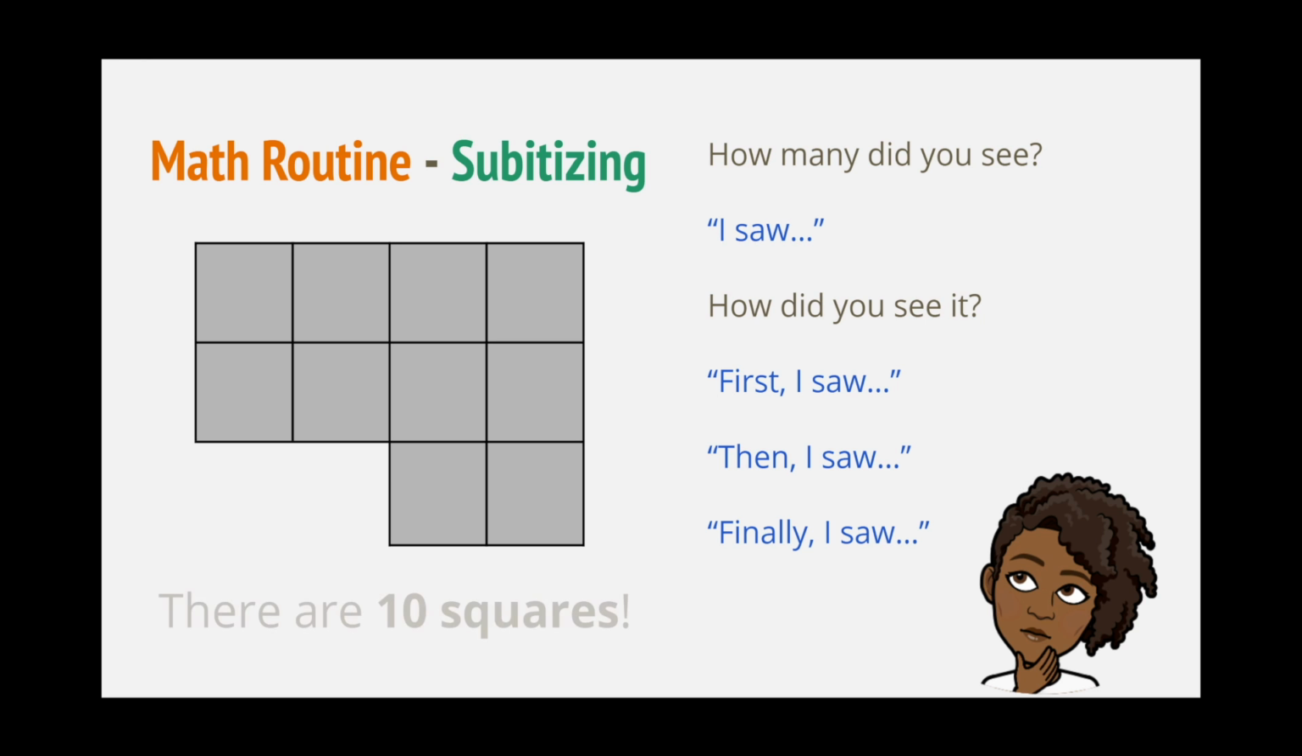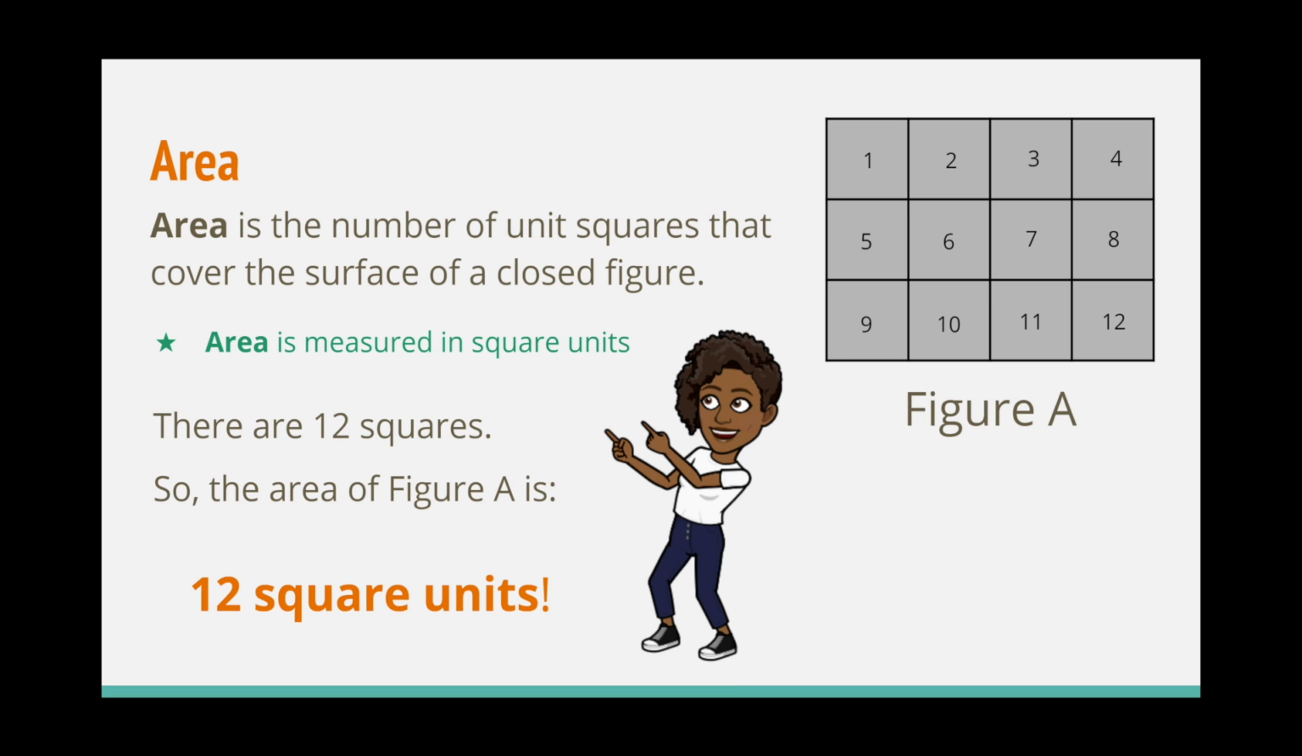Okay, so we're starting a new unit today. It's called area. Area is the number of unit squares that cover the surface of a closed figure. So if you look at figure A, there are 12 squares. And so that tells me that the area, or the amount of space those squares cover, is 12 square units.